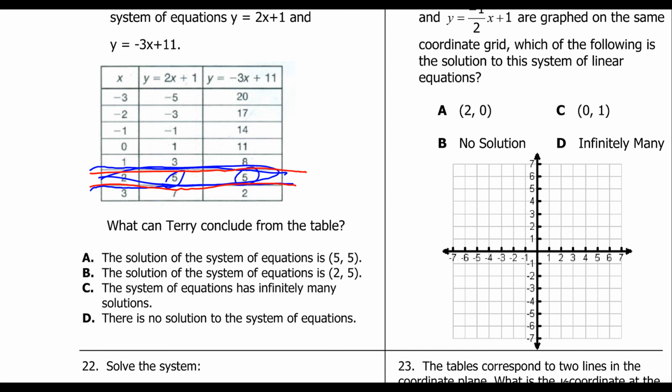Now, 2, 5, and 5. Boom. It is just that easy. That means that the solution is 2, 5. B. Done. Okay, real in depth, real difficult there, y'all.